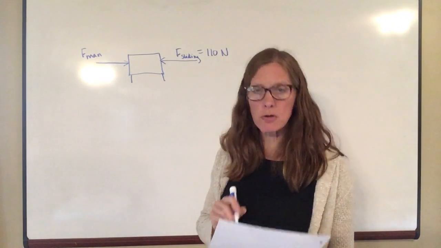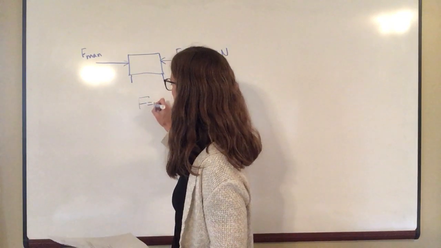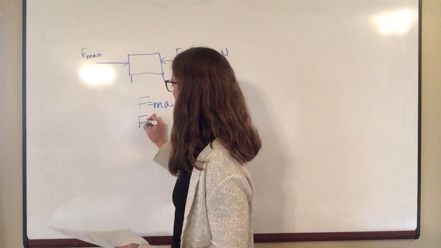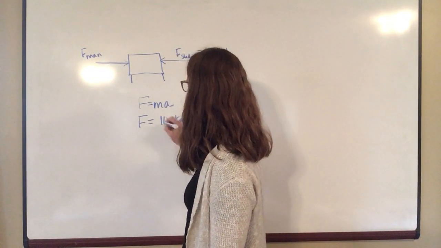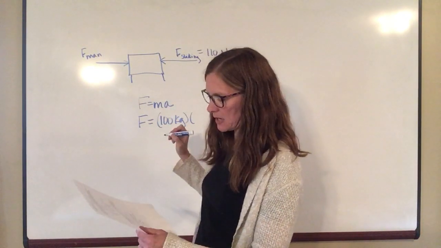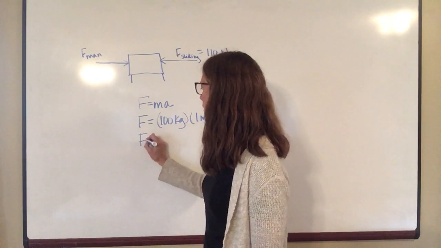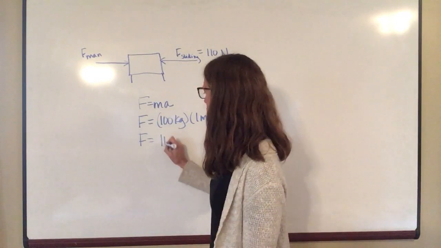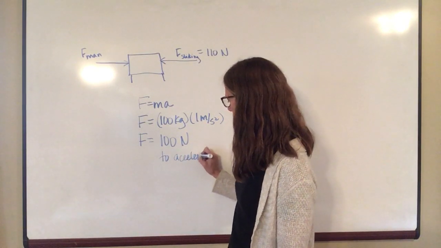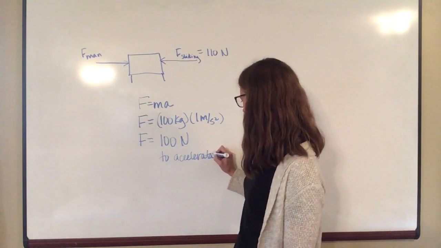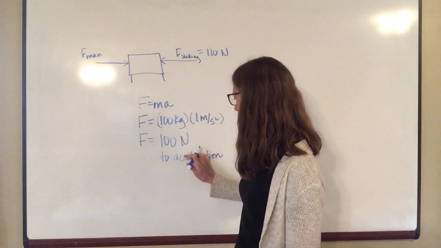Okay, I also know that the desk is accelerating. So if I use F equals ma, then the mass of the desk is 100 kilograms, and the acceleration of the desk was 1 meter per second squared. So that math's pretty easy. 100 times 1 is just 100. So it takes me 100 newtons to achieve the acceleration of the desk.